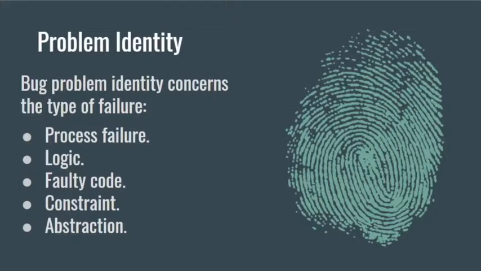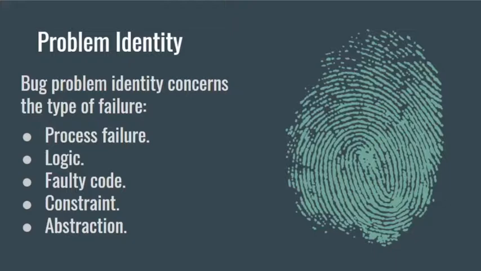The problem identity. The bug problem identity is about the identification of the failure with regard to its type, and the types may include the process failure, the logic, faulty code, constraint, abstraction, real-time anomaly, accuracy, and some operator errors.